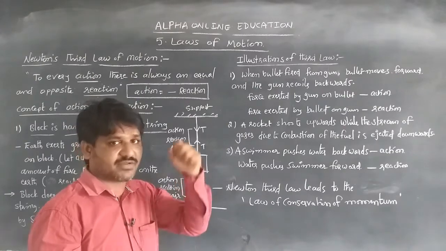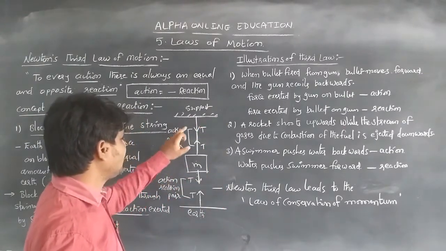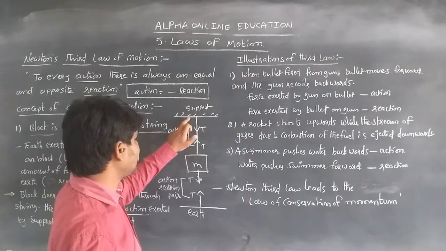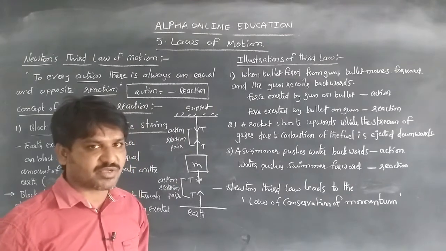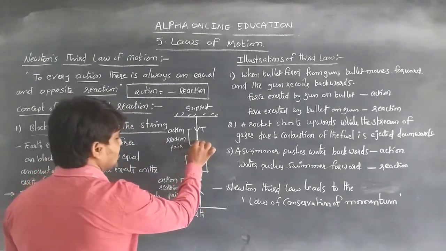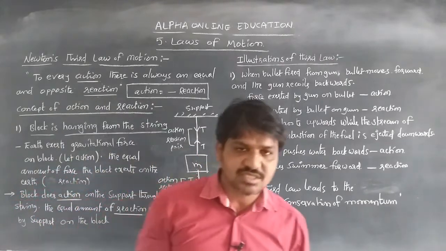Then the support, whatever the support is getting, so here an action reaction pair will happen between the block and the earth, and as well as between the block and the support. The total body will act in the opposite direction. So what are the illustrations of the third law?